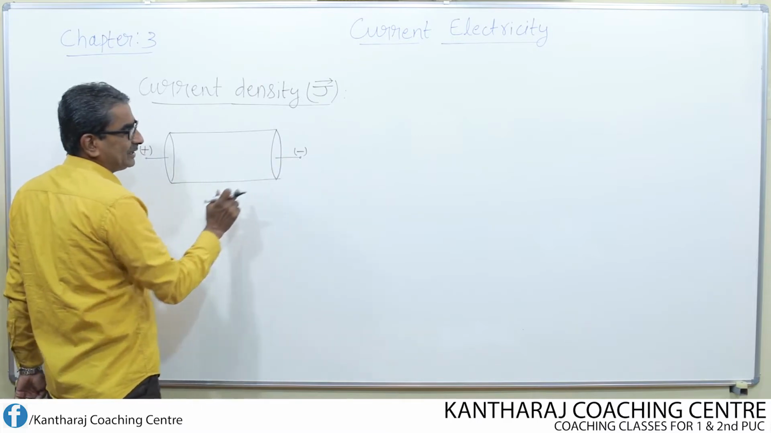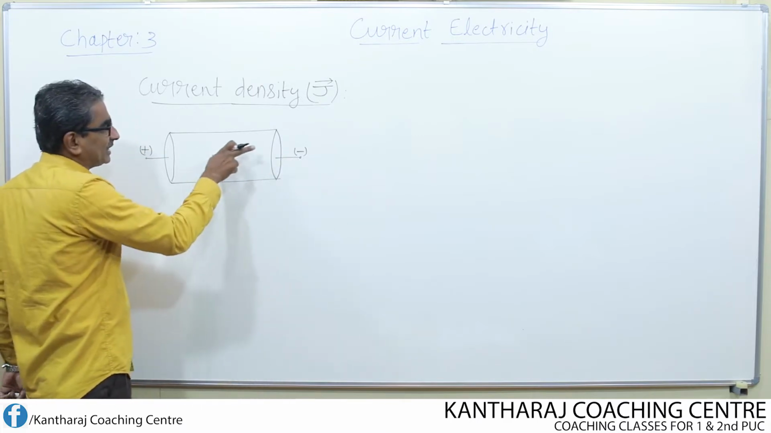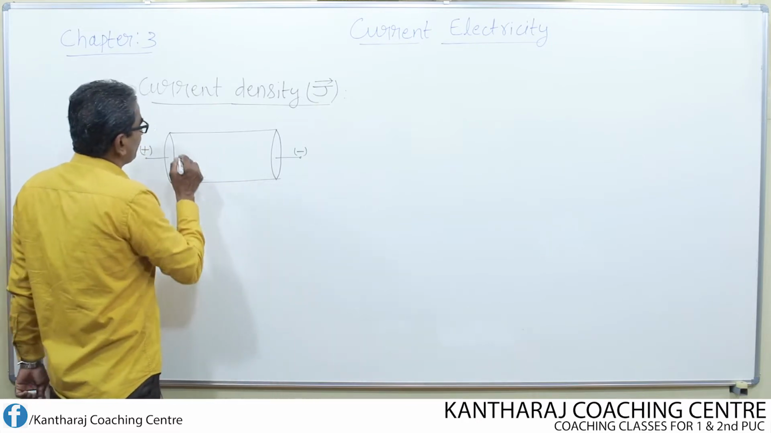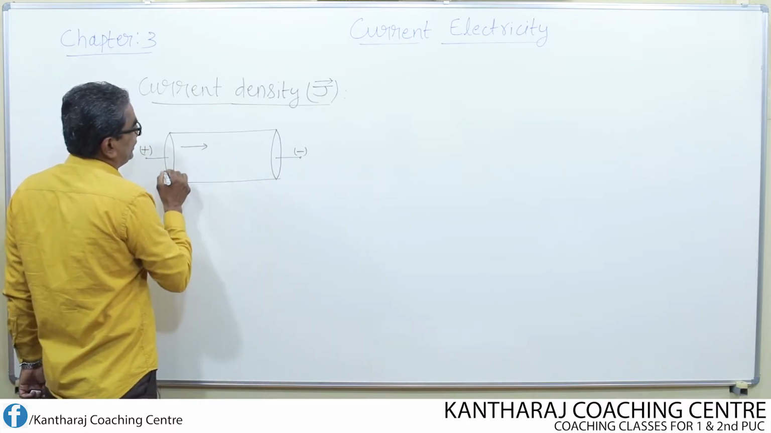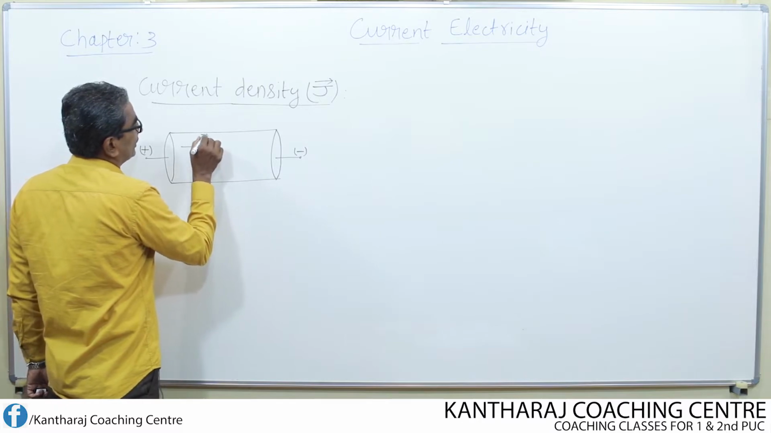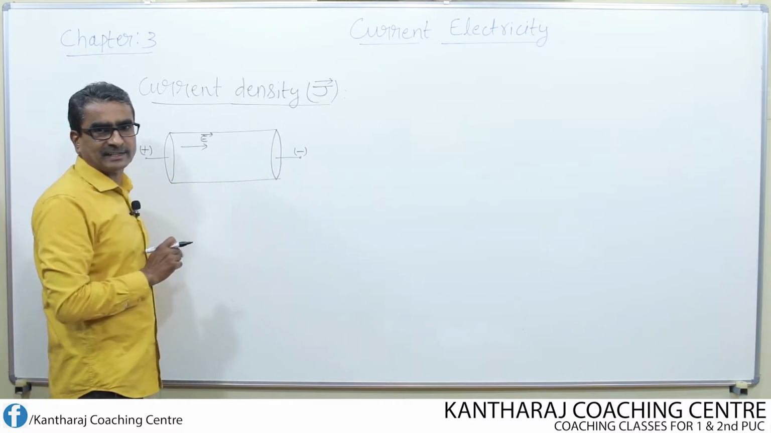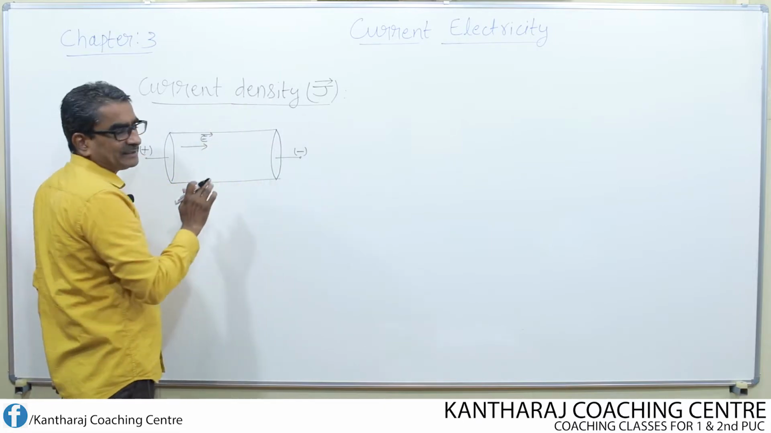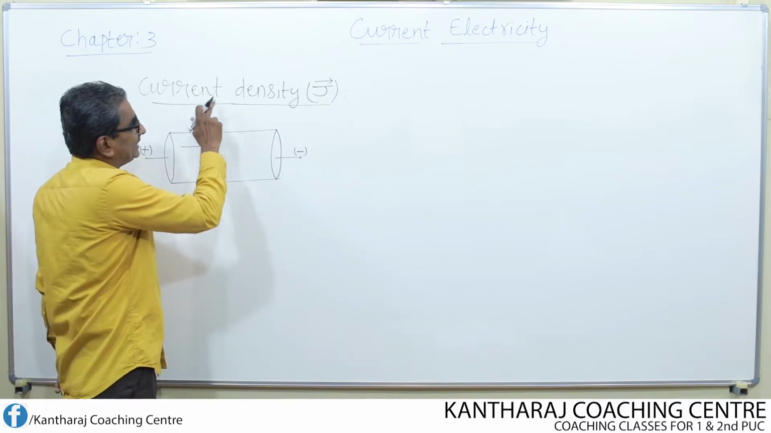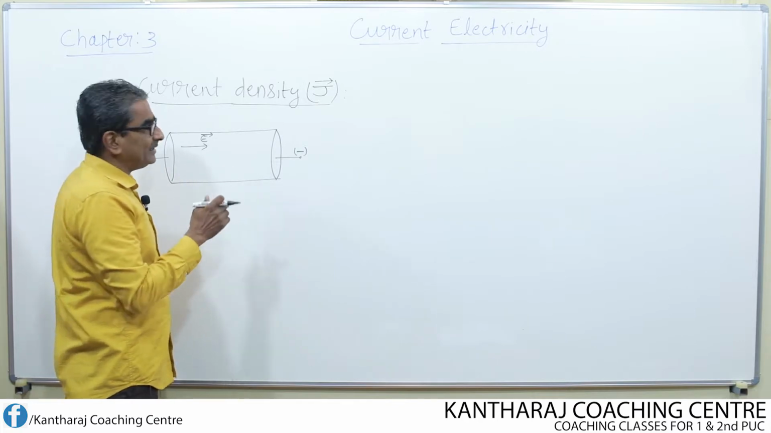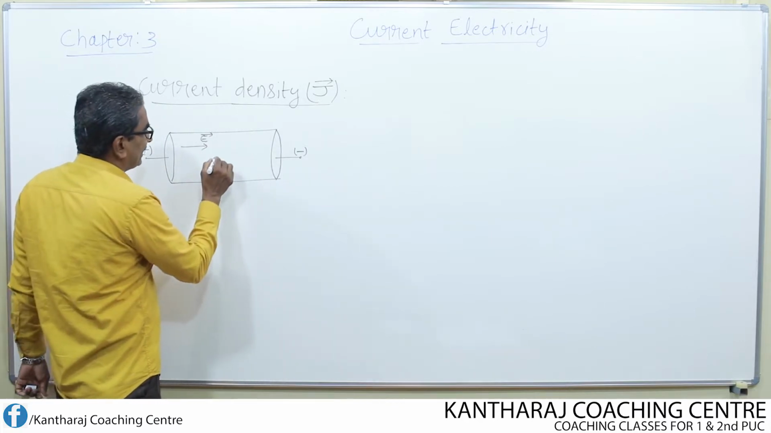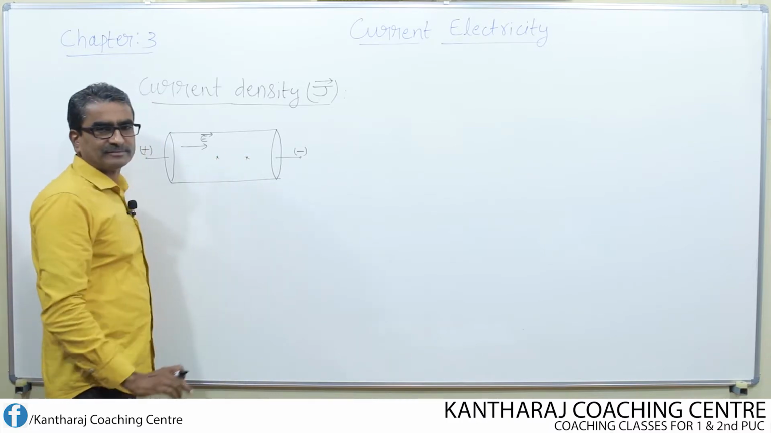Because of this potential difference, now the current starts flowing through the metallic conductor. As a result of this, some electric field is also set up inside the conductor. Now what is meant by current density? Where? Current density where or at which point? Current density at any point inside the conductor, either at this point or at this point.